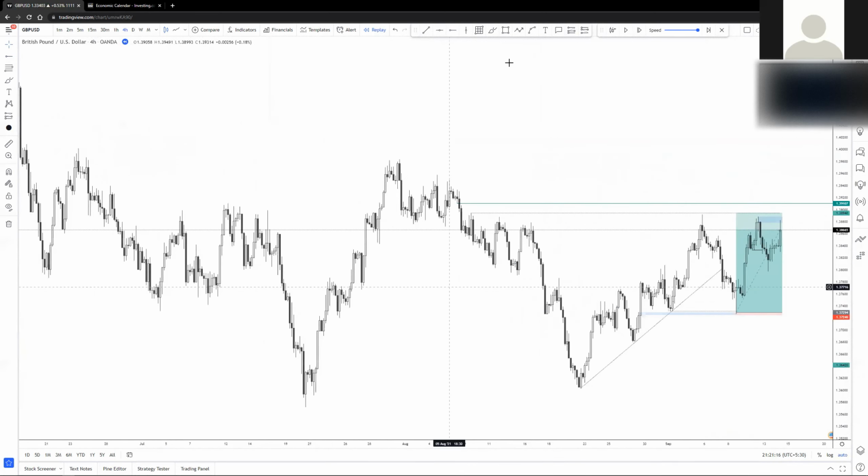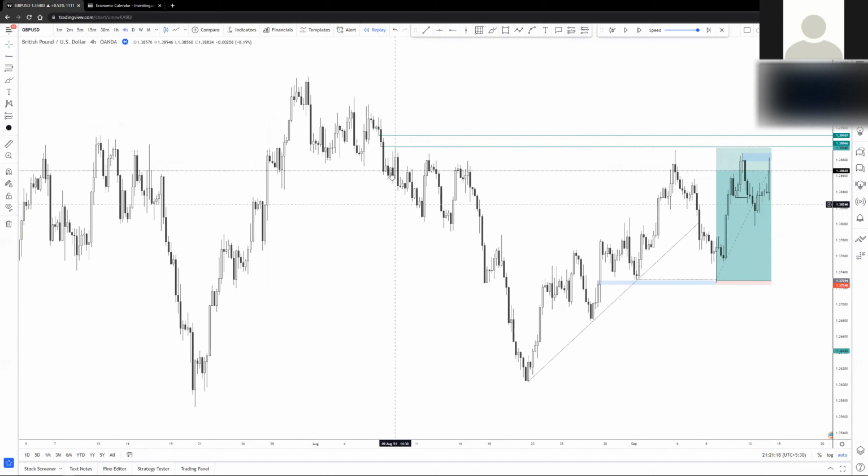Now, you might be wondering why I'm not using this imbalance, because on most of the brokers, this imbalance was actually filled. This was the one that was not filled. The higher one was filled on most of the brokers.